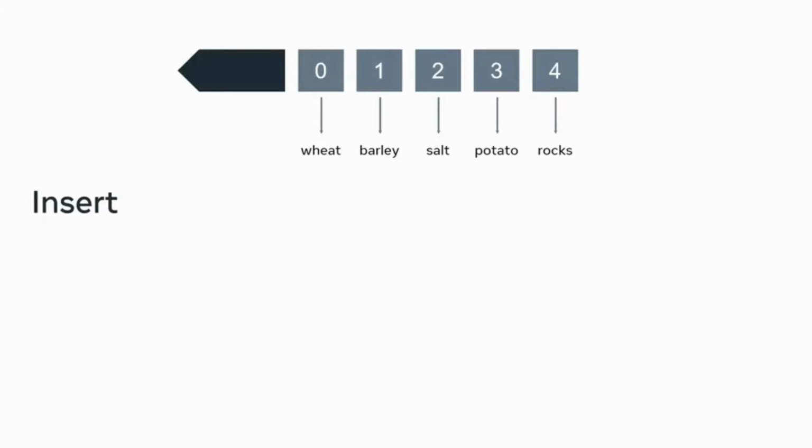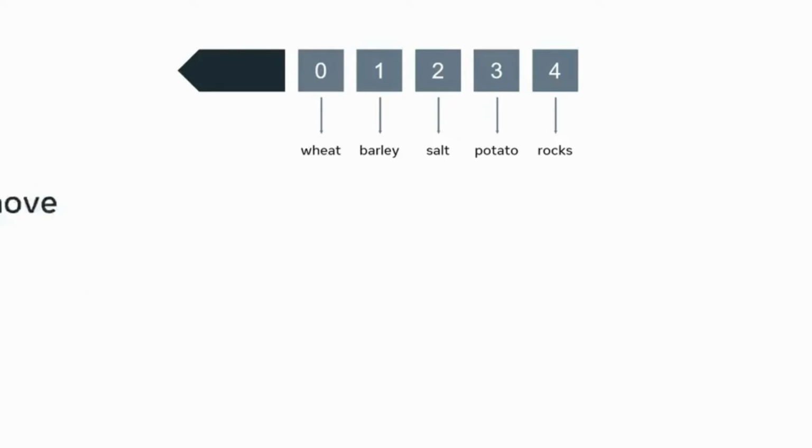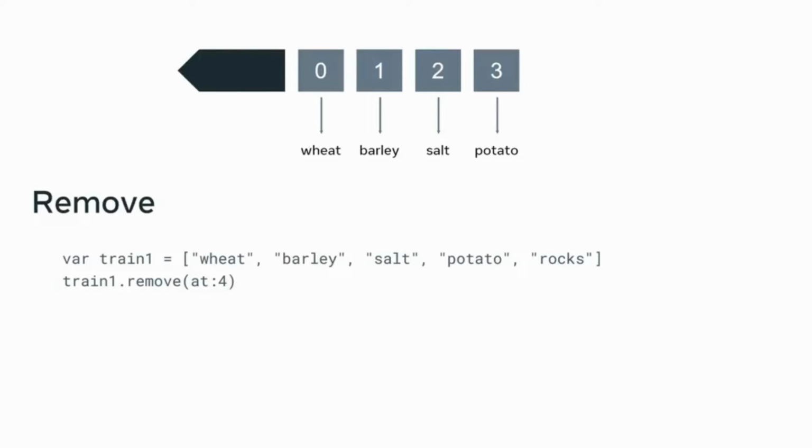You can also add an item to an array using the insert method, but you must specify the index and the value of where you want to insert it. For example, you can add an item by typing train1.insert("potato", at: 3). This will insert the item potato after the 3rd item in the array. Finally, to remove an item, you can use the remove method. Here, you just need to specify the index of the item you want to remove. For example, if you want to remove the 4th item, you type train1.remove(at: 4).